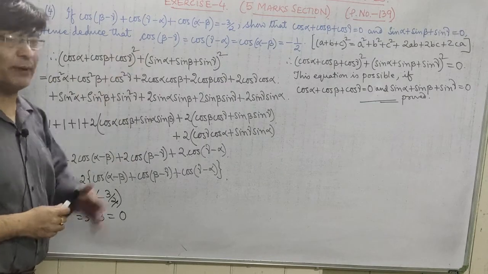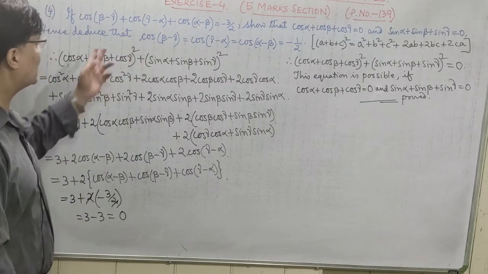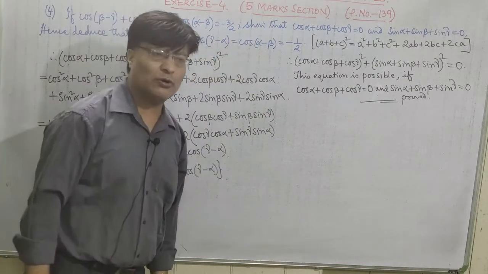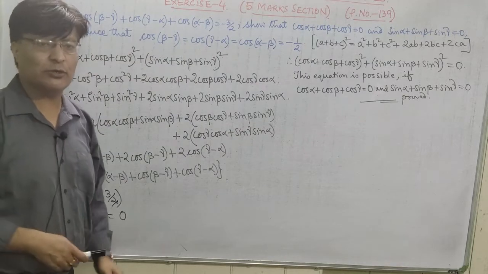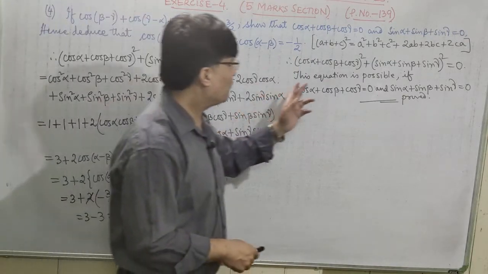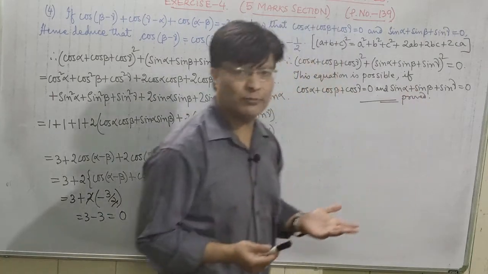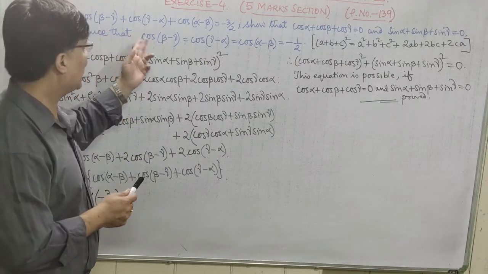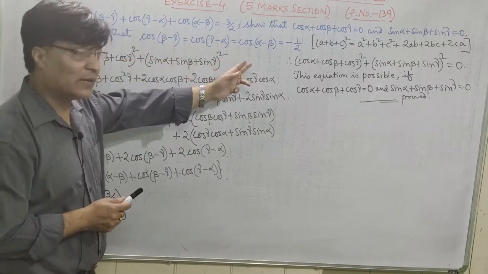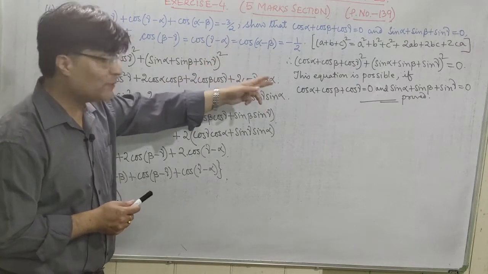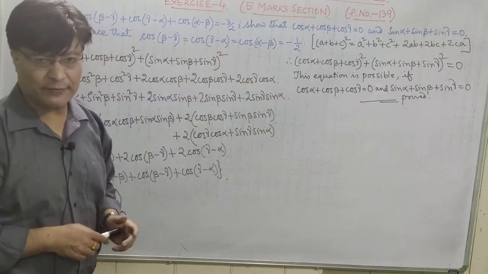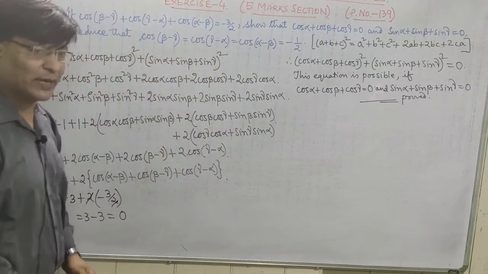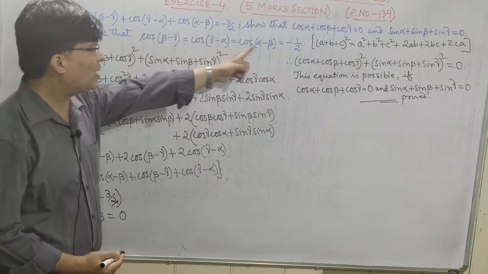Now let us do the second part. Hence deduce that cos of beta minus gamma is equal to cos of gamma minus alpha is equal to cos of alpha minus beta is equal to minus half. From this result, which we have just proved, we can show that cos of beta minus gamma is equal to minus half, cos of gamma minus alpha is equal to minus half, cos of alpha minus beta is equal to minus half. So let us first prove cos of beta minus gamma is equal to minus half.